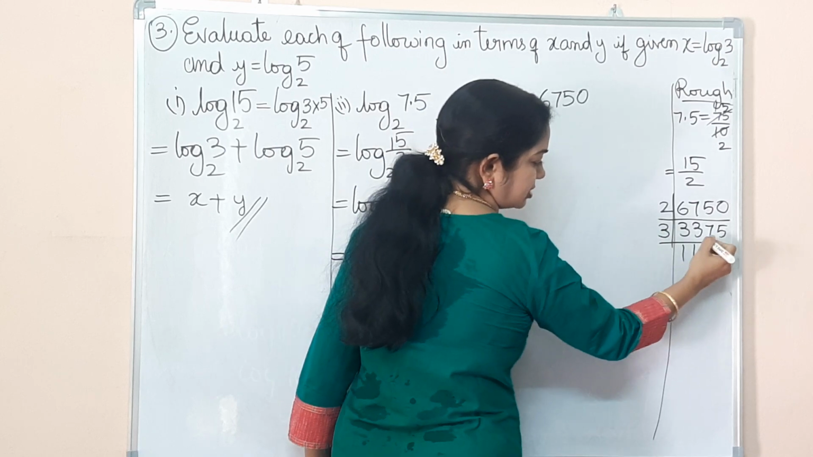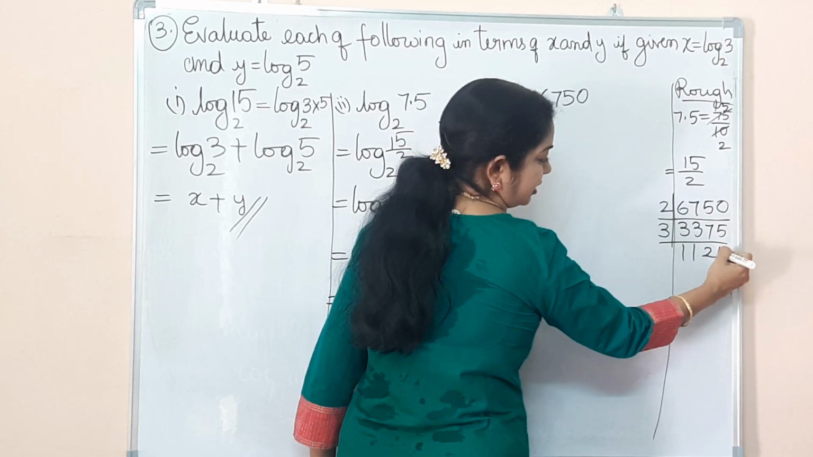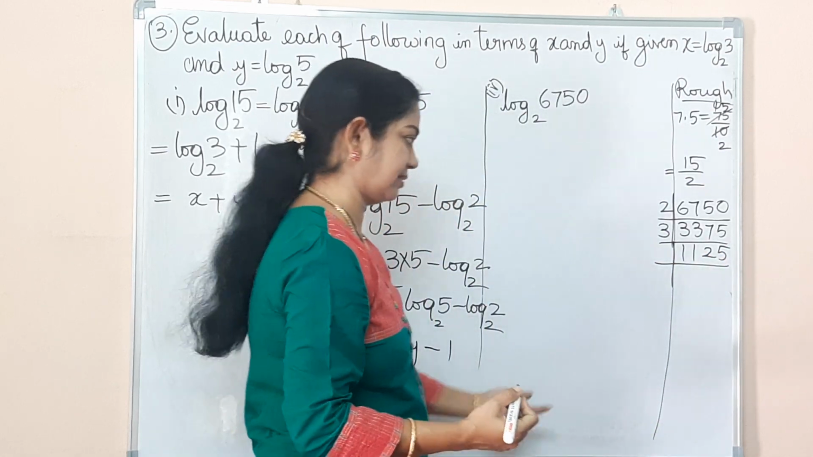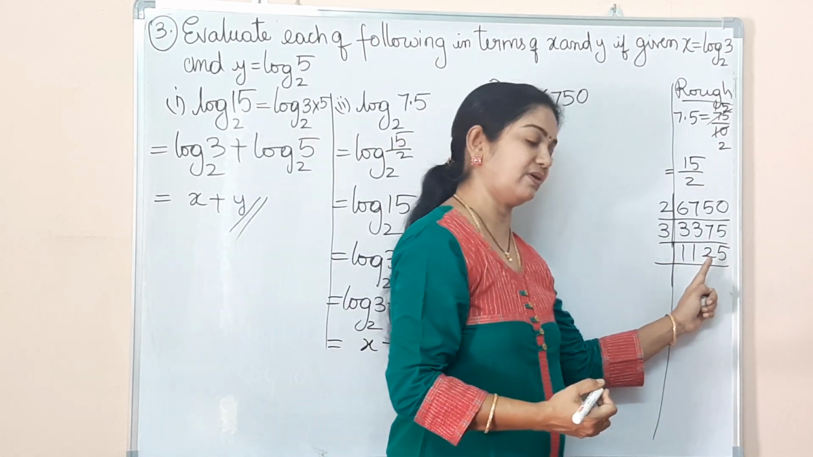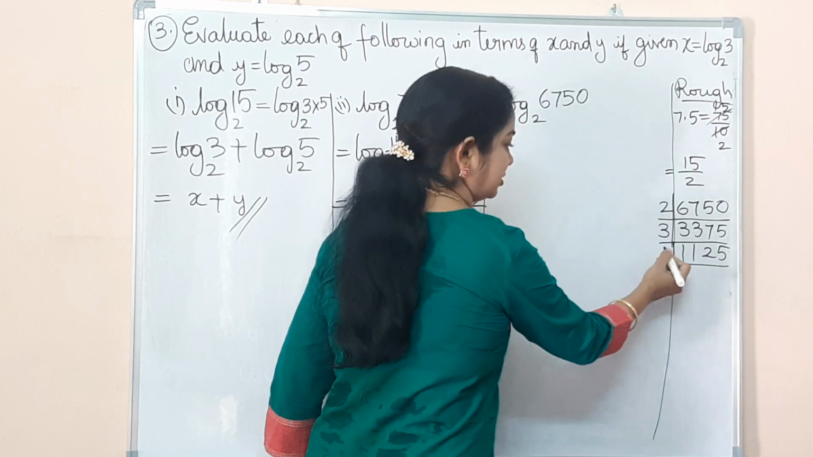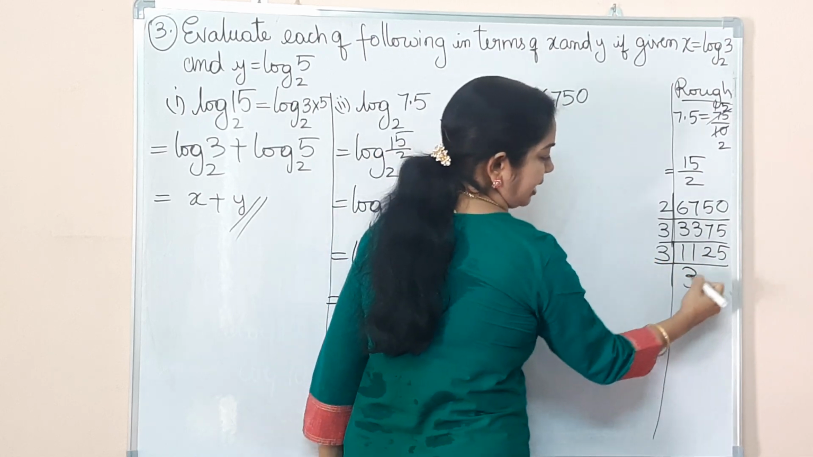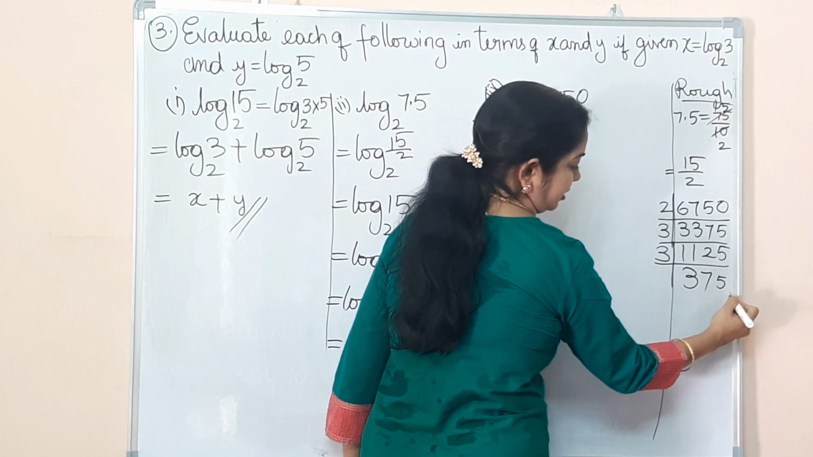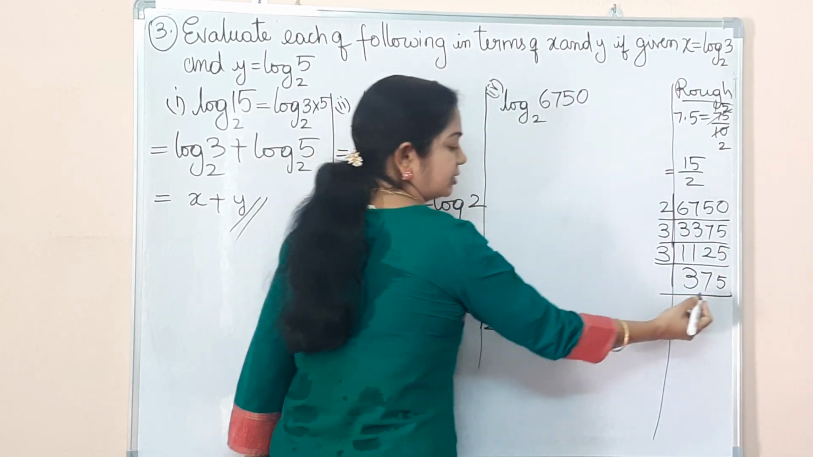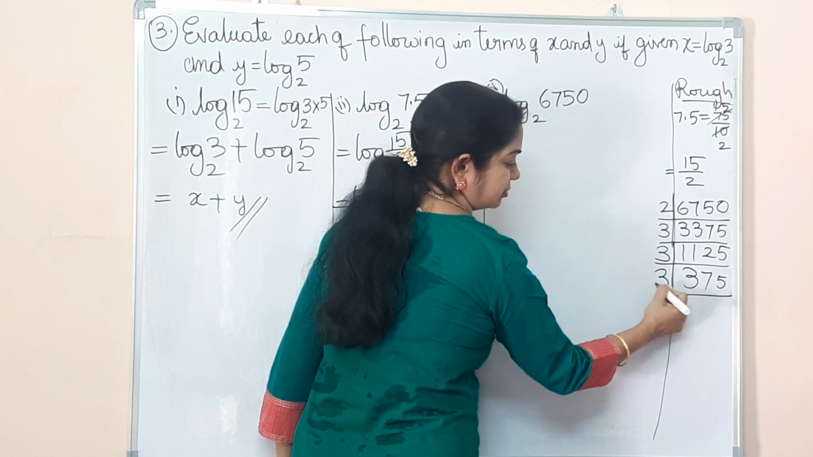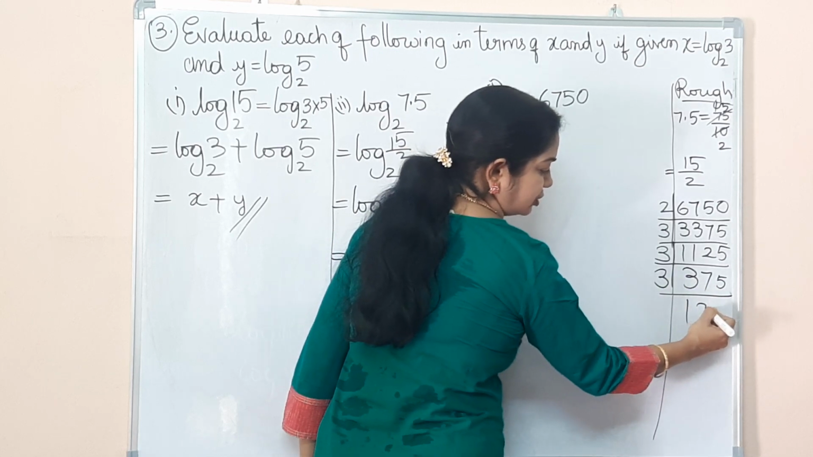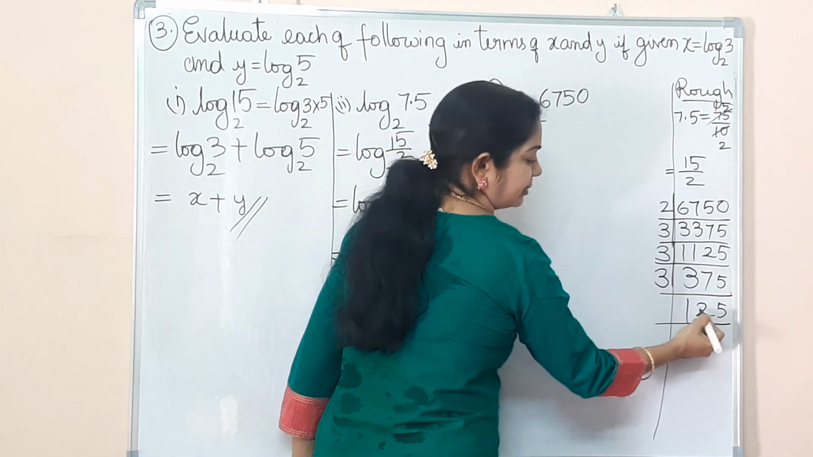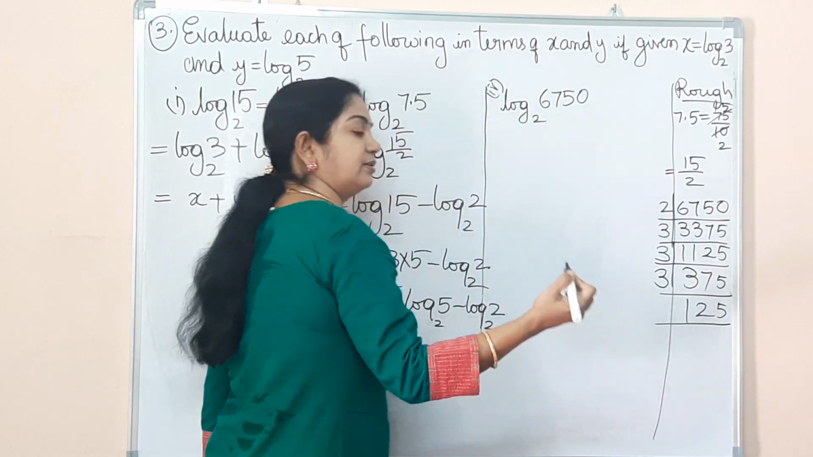3 1s are 3, 3 2s are 6, 3 5s are 15. Again, let me check, will it go with 3 or not? I'll sum the digits: 2 plus 5 is 7, plus 5 is 12. So it goes with 3. 3 3s are 9, 3 7s are 21, 3 5s are 15. Again, will it go with 3 or not? 7 plus 5 is 12, so 3. 3 1s are 3, 3 2s are 6, 3 5s are 15. Again, we'll check for 3: 7 plus 1 is 8. So 8 will not go in the 3 table.